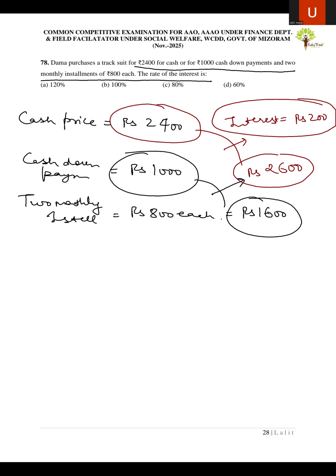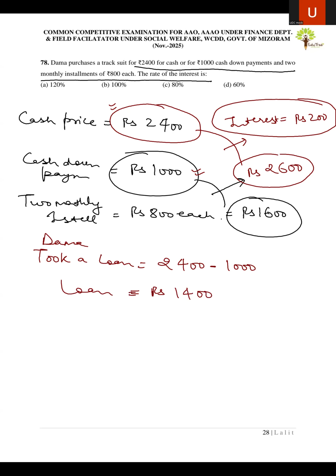Now he took a loan. Dama took a loan. Loan of how much? He already gave the cash down payment of 1,000. All right. And the cash price of that thing is 2,400. So he took a loan of the cash price minus the down payment. That is, he took a loan of rupees 1,400. All right. Now this loan will be considered as the principal.